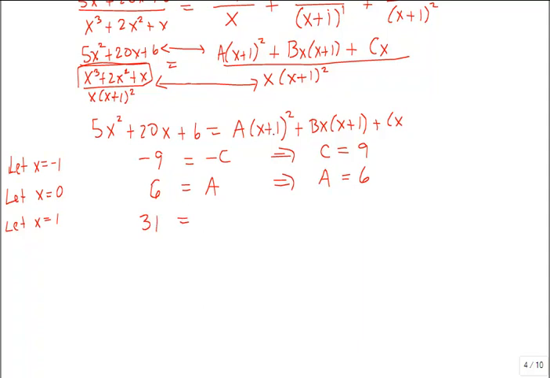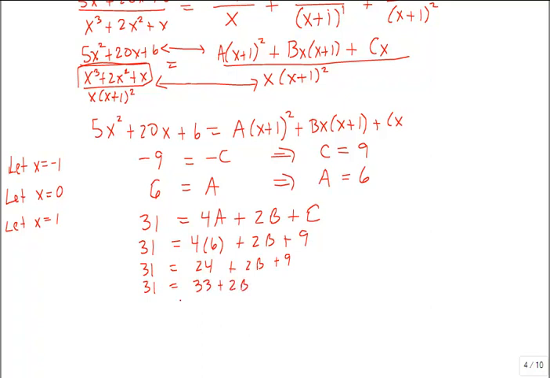1 plus 1 is 2, 2 squared is 4, so this would be 4A plus, if I let x be 1, I'm going to get 1 times 1 plus 1 is 2, so this will be 2B plus C times 1 is C. Now fortunately, we already know what A and C are, so we can plug those in. So 4 times 6 plus 2B plus 9, that's going to give me 24 plus 2B plus 9, which is 33.